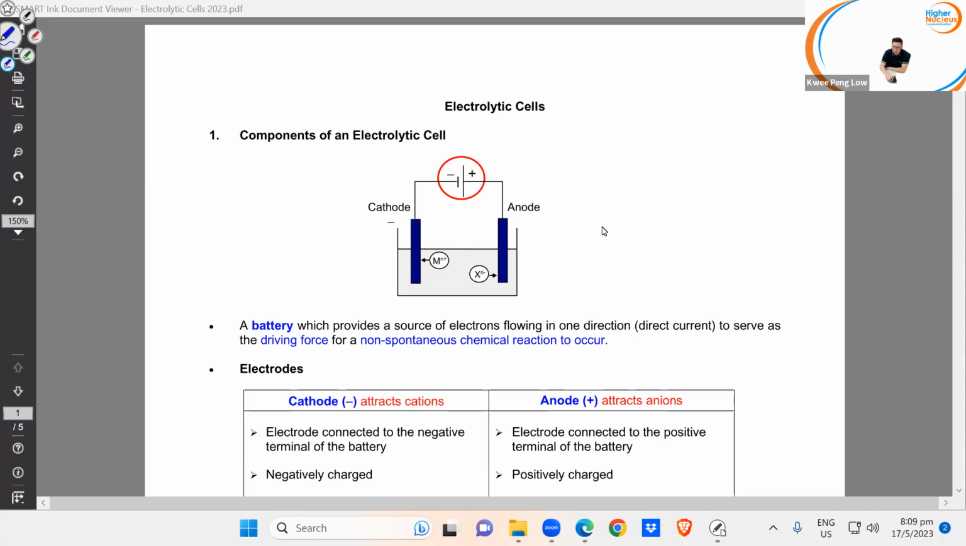Today I'm going to give you a short lesson on this topic called electrolytic cell. Now, in an electrolytic cell, usually you have a solution. You have your cathode and anode, connected by wire towards your battery.